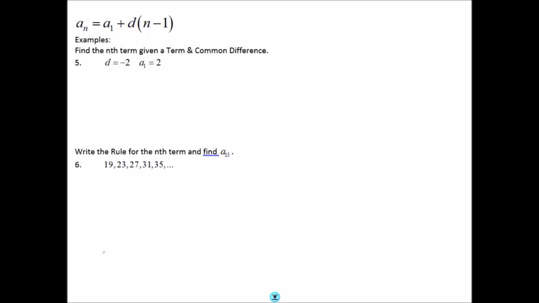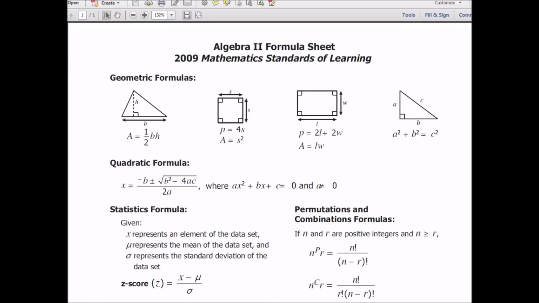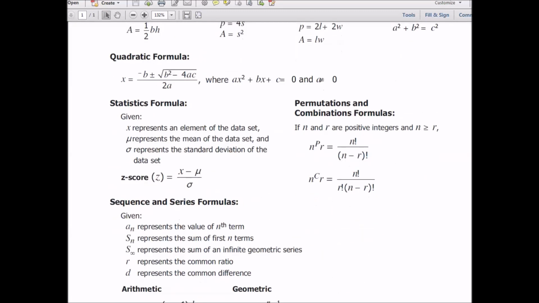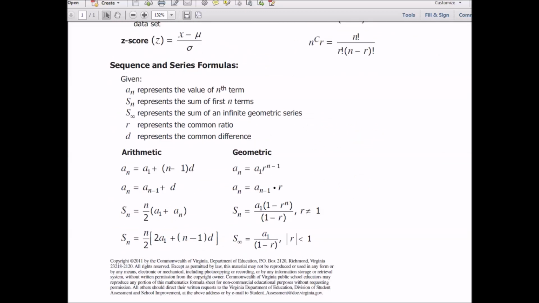So here we have the formula for an arithmetic sequence. And this is the same formula that is on your SOL formula sheet. So if you take your SOL formula sheet and scroll down to the bottom, that's where the sequences and series formulas are. It tells you what a, n, S, n, S sub infinity, r, and d represent. And then it has formulas for arithmetic and formulas for geometric. We'll get to geometric in the next set of notes, but today we're just focusing on arithmetic.